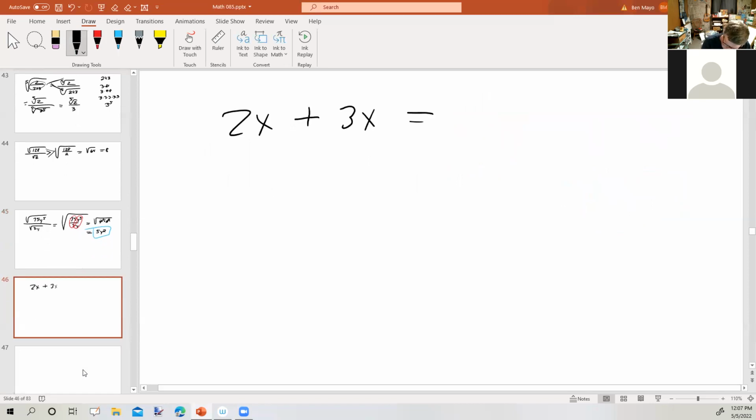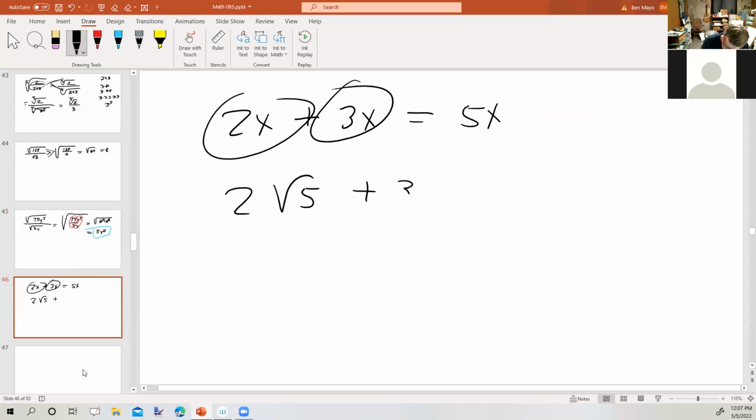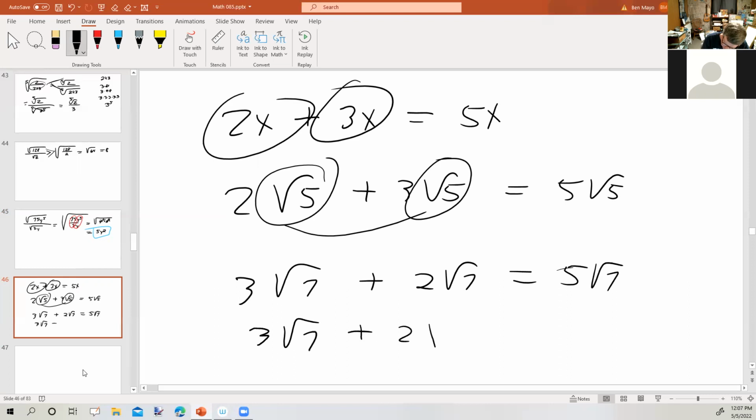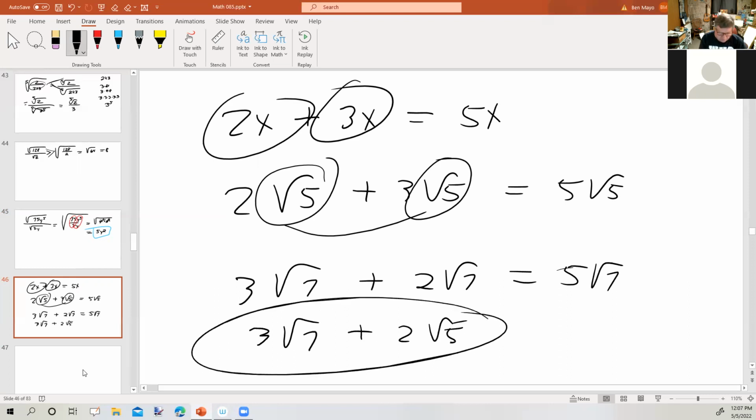2x plus 3x equals 5x, right? Because we say these are like terms. 2 square roots of 5 plus 3 square roots of 5 would be 5 square roots of 5, because these are like radicals. The radical part of each term is the same. So 2 of them plus 3 of them would be 5 of them. Or 3 square roots of 7 plus 2 square roots of 7 would be 5 square roots of 7. But 3 square roots of 7 plus 2 square roots of 5, we can't put those together. They're not like radicals.